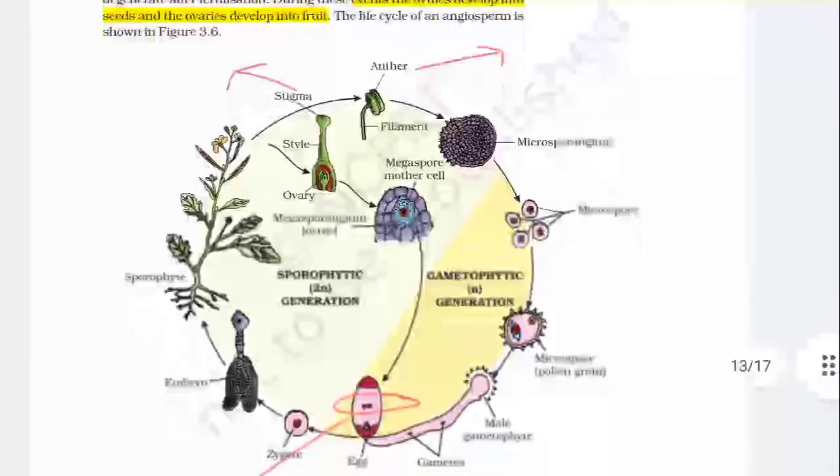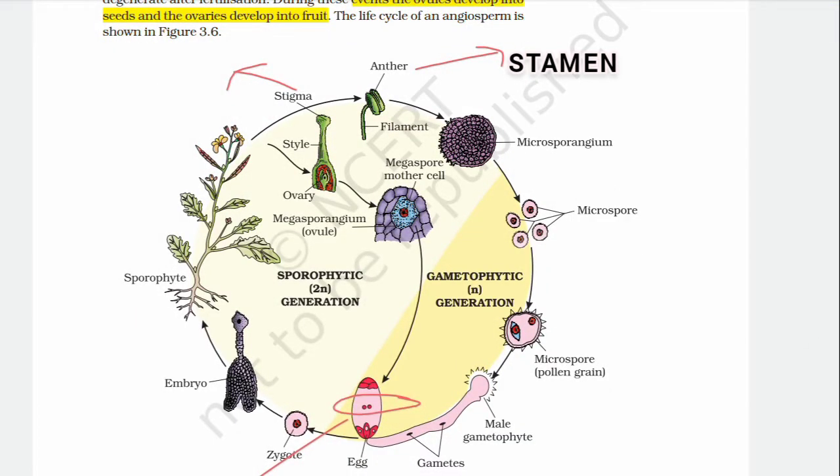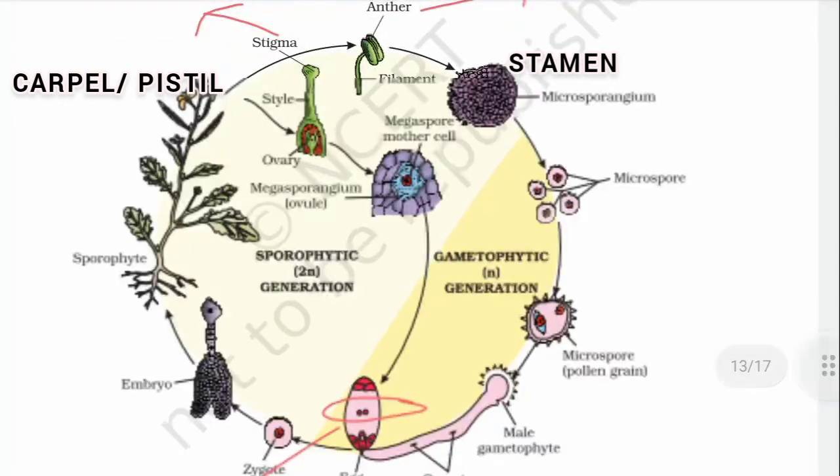See. This is the stamen, the male sex organ that has a filament and an anther. From the anther, the pollen grains are released. What is pollen grain? Pollen grain is the male gametophyte, the carrier of male gametes. This is the carpel or pistil, the female sex organ that has the stigma, the landing platform for pollen, the style, and the ovary. This ovary has ovules. Ovules are megasporangium.